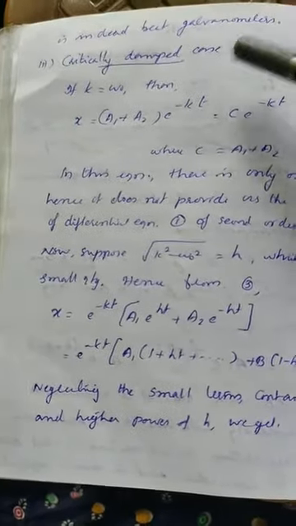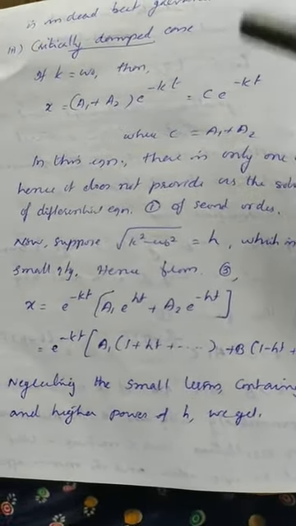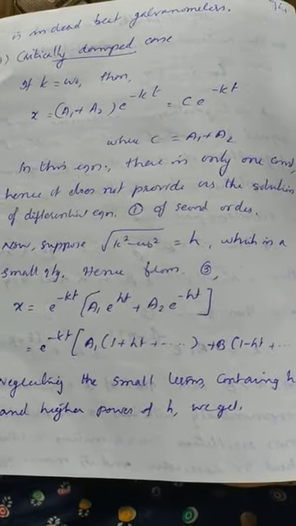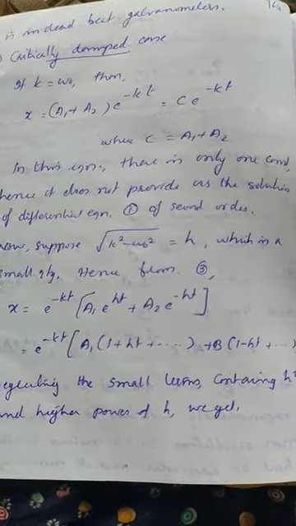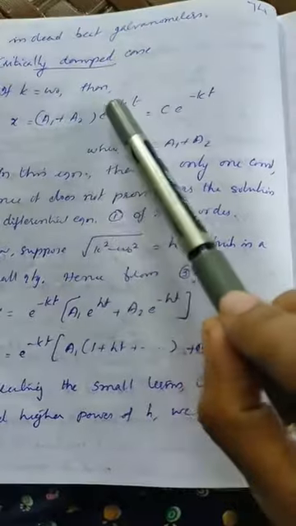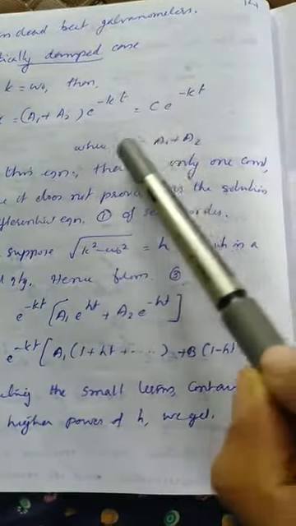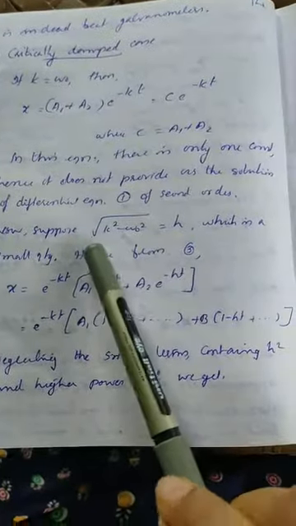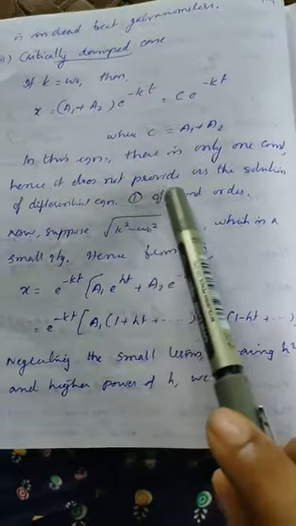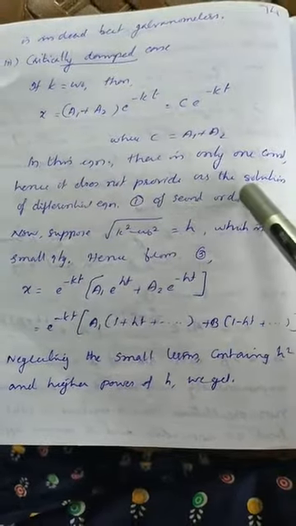Now the third case is critically damped. If k is equal to omega 0, then x is equal to a1 plus a2 e to the power minus kt, because the square root of k square minus omega square will become 0. So this we can write as c e to the power minus kt, where c is a1 plus a2. In this equation, there is only one constant, hence it does not provide us the solution of the second order differential equation 1. So our original equation is a second order differential equation.